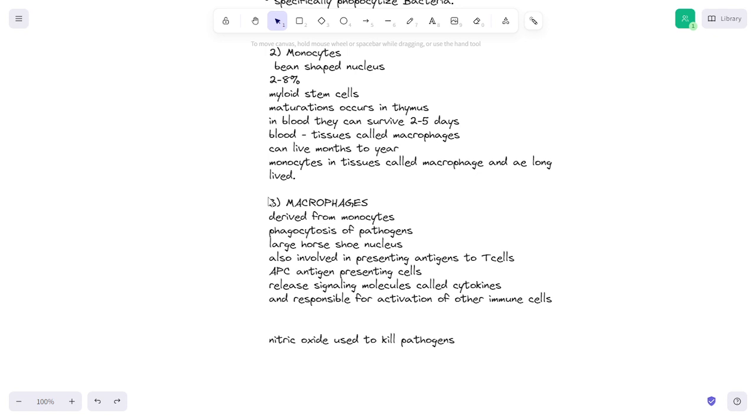Again, I'm repeating: macrophages are derived from monocytes. They are responsible for phagocytosis of pathogens, and they have a large horseshoe nucleus. They also present antigens of phagocytized pathogens to T cells, so they are called antigen presenting cells. They release signaling molecules called cytokines, which activate other immune cells, and they secrete nitric oxide to kill pathogens.